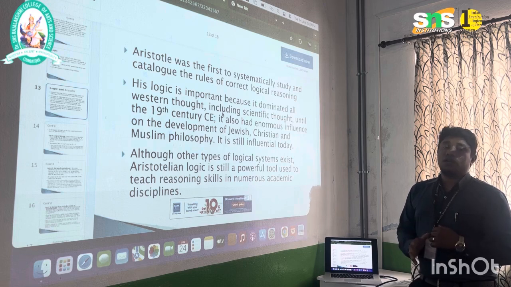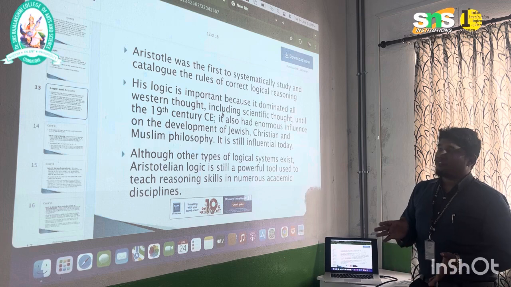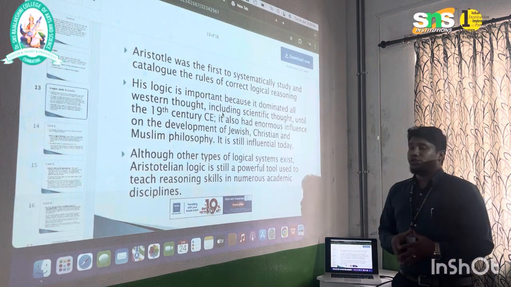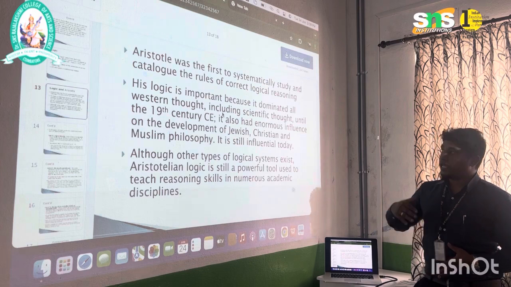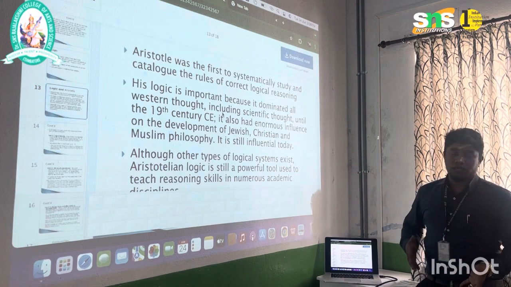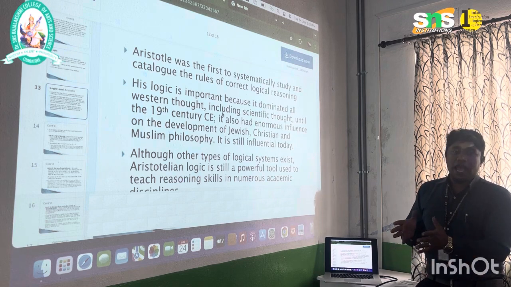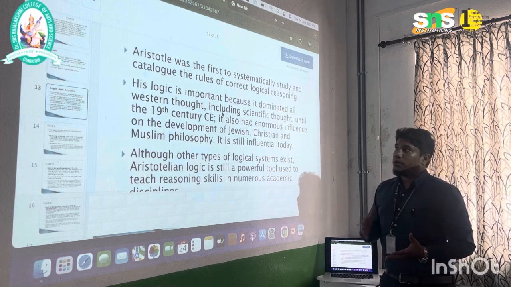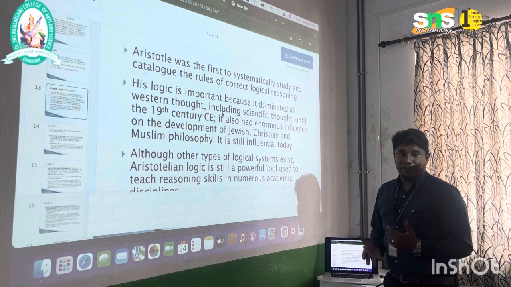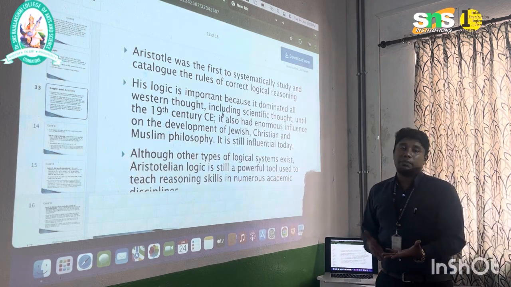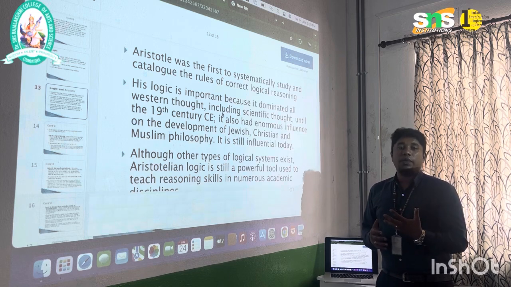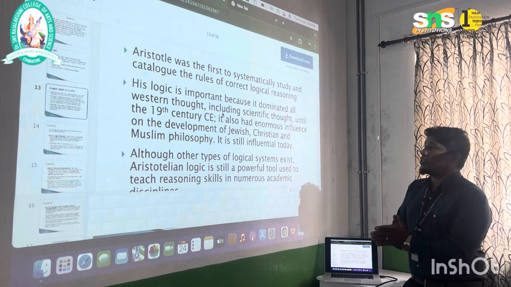Everyone is a disciple or learner who came through Aristotle's works, and after the 19th century all the other types of logic systems exist. Aristotelian logic is still a powerful tool used to teach reasoning skills in numerous academic disciplines. Even at present, and in future, many people will refer to Aristotle, the Greek philosopher, along with others like Plato, who had different views. They form the rules for how a logical system can come about, because when you write a poem or a work, it should be in a logical form.